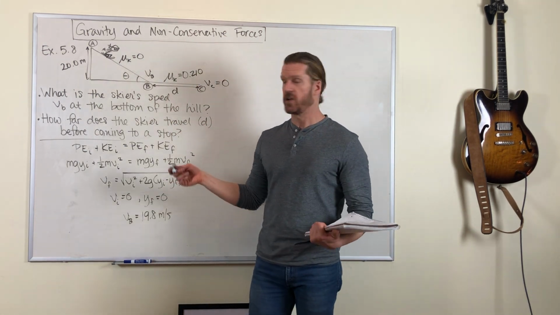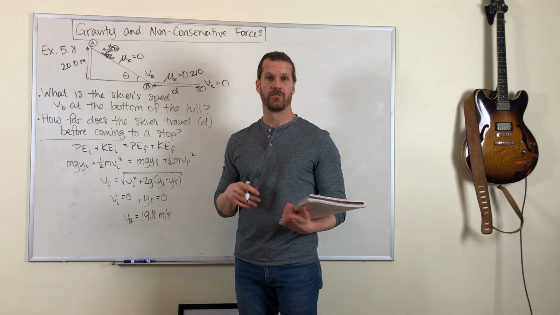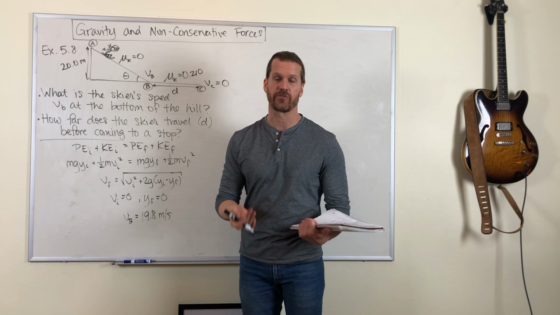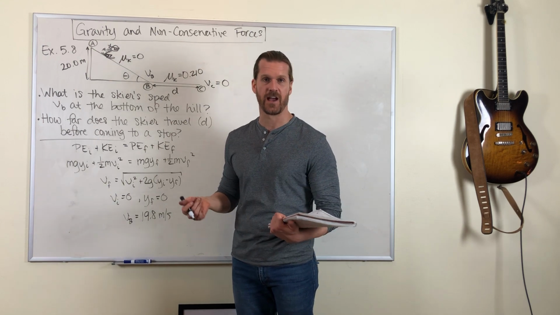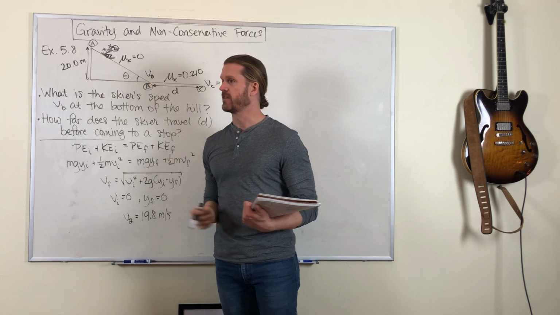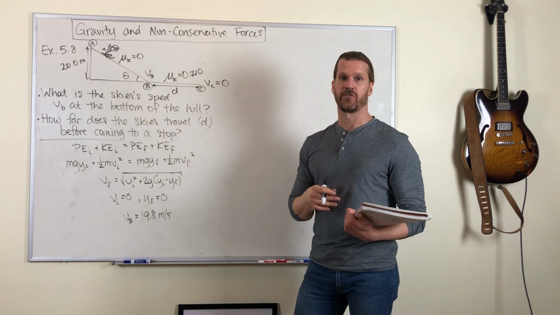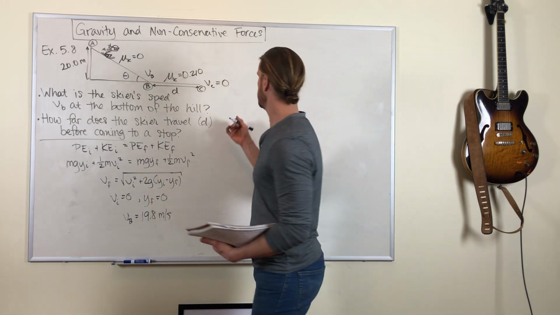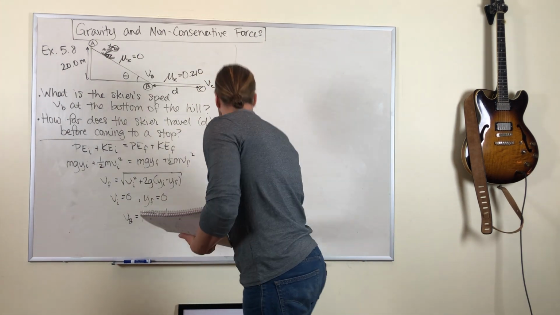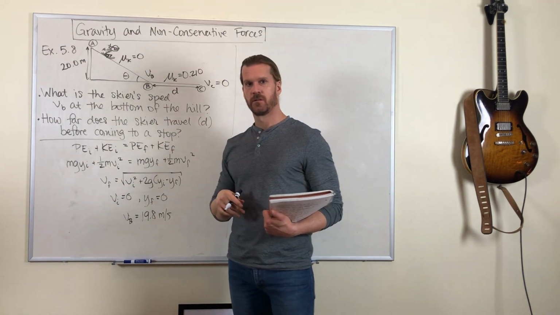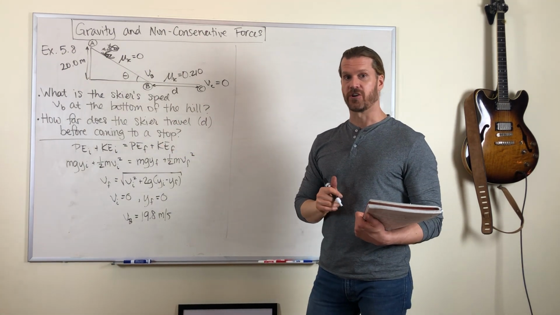So this is kind of cool. We didn't need to know the details of that slope. We didn't need to know the angle, just like in the roller coaster problem. We didn't need to know the shape of the track or the angle anywhere along that track. All that matters is the initial height and the final height. It's because that's a conservative force. All those details take care of themselves somehow. But now for the second question, we do have a non-conservative force.